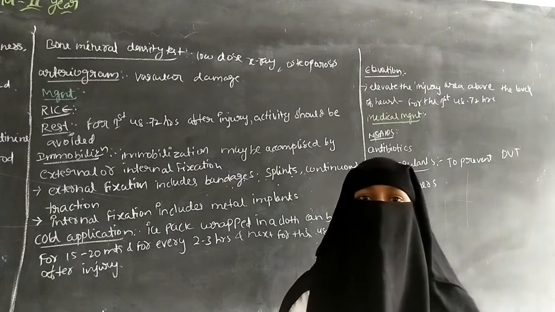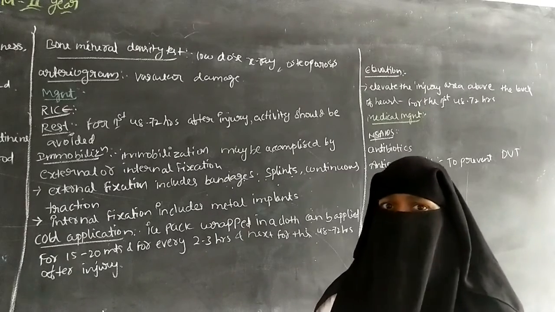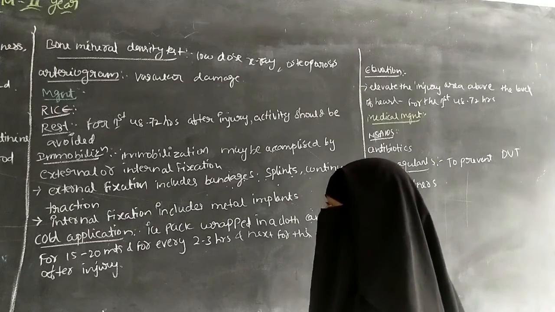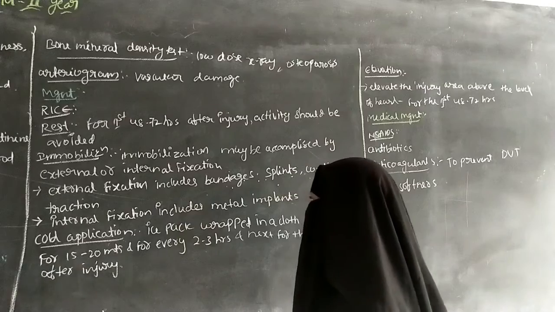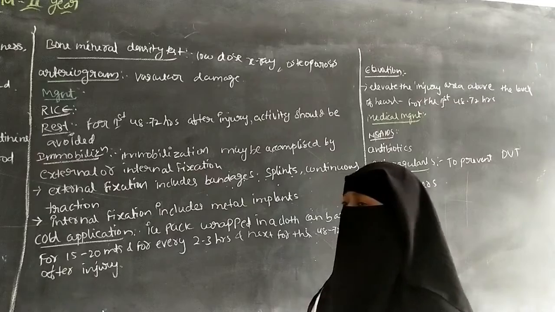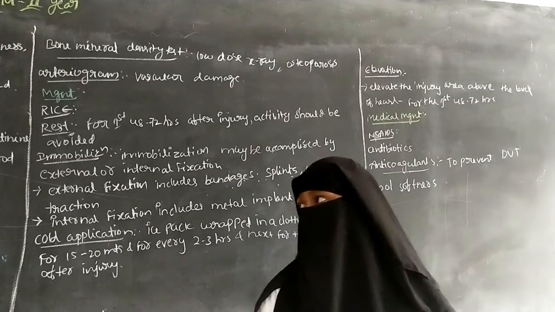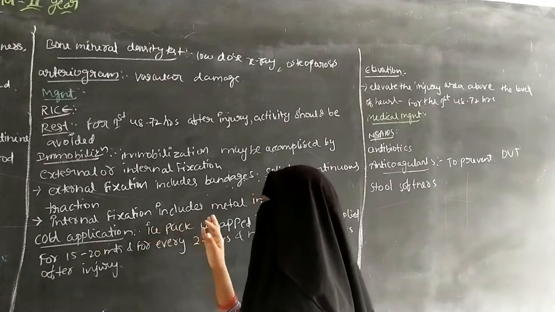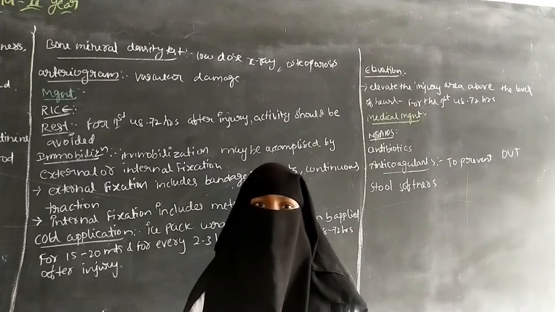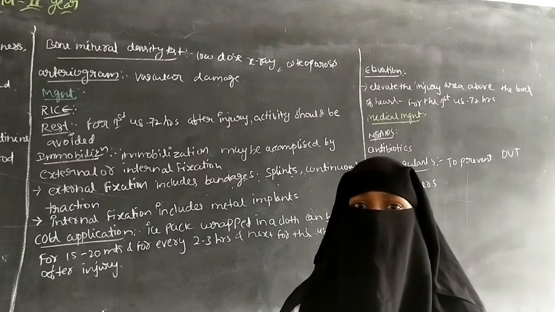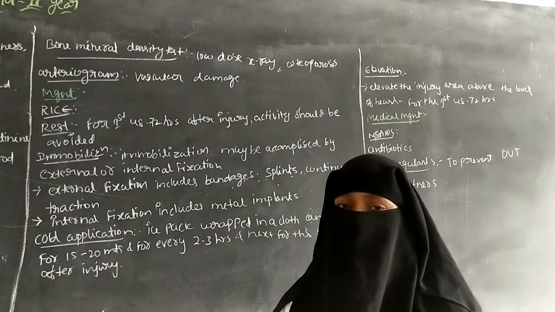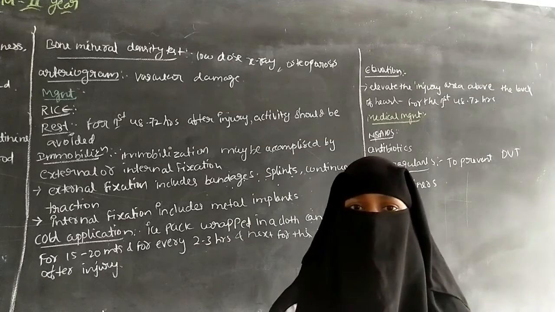So there is a supporting to the fractured bones. The external fixation includes the bandages, the splints, and continuous traction, which can support the fractured bones. And the internal fixation includes the metal implants. So internal fixation can be done by using metals to support the fractured bones, to fix the fractured bones inside.